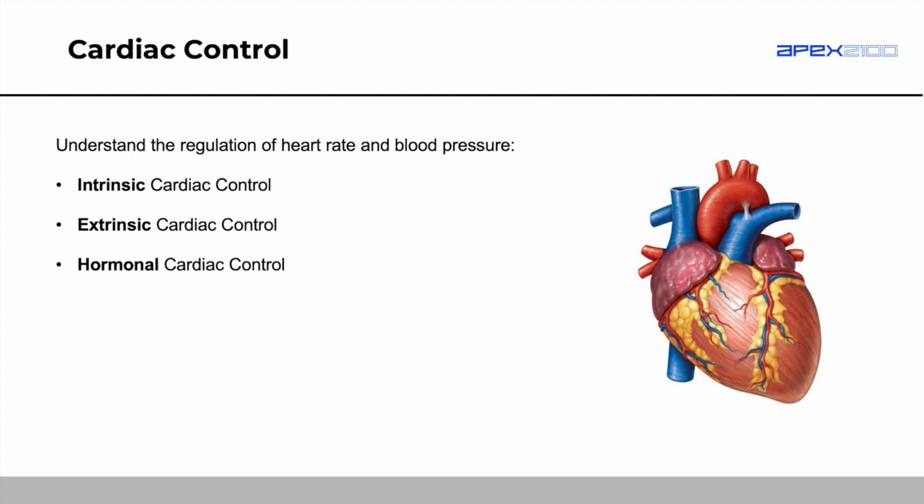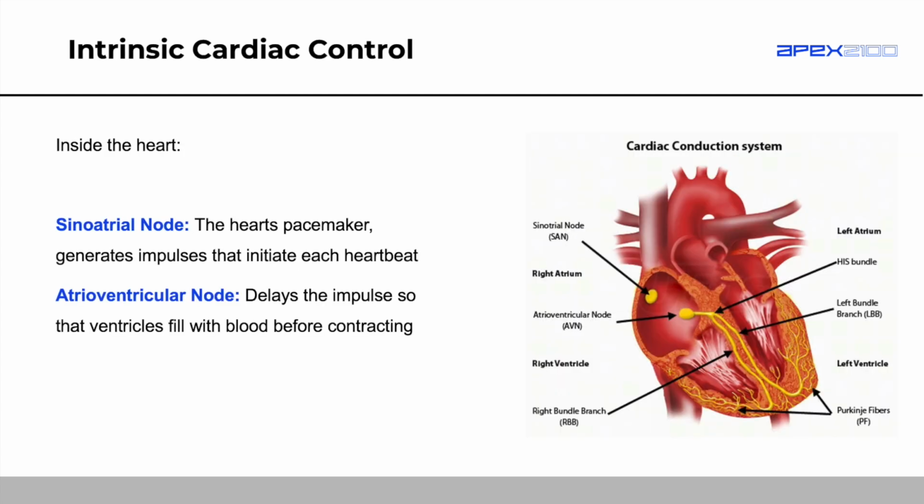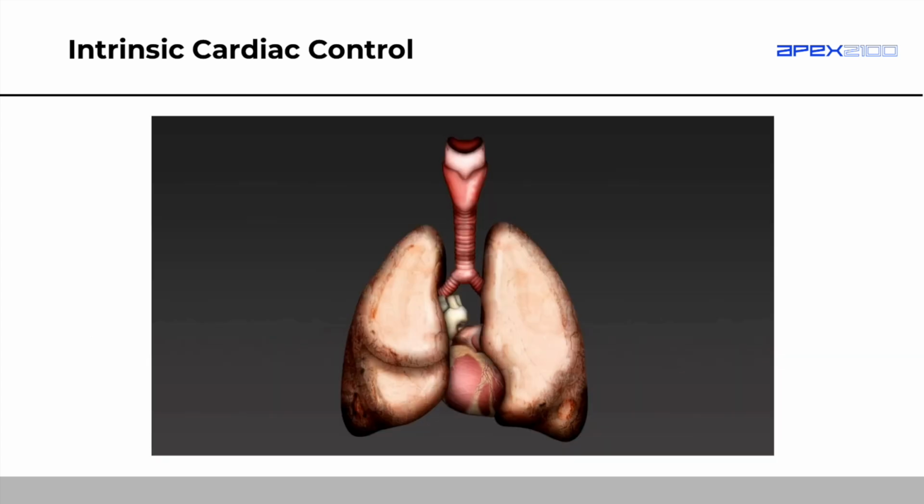So firstly, let's look at intrinsic. Let's look at inside the heart, and this we have done before. So inside the heart, the heart rate is controlled by the sinoatrial node and the atrioventricular node. So the sinoatrial node is the pacemaker. It generates the impulse that initiates each heartbeat. And then the atrioventricular node is the second node, which delays the impulse so that the ventricles have time to fill with the blood before they contract. And you can see that really clearly in this video here, which I will play for you now.